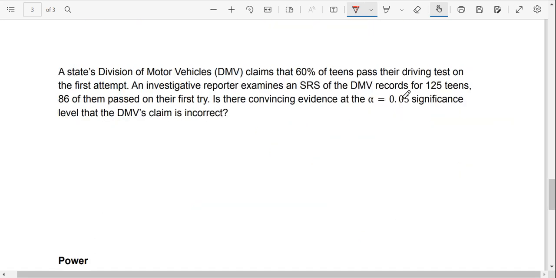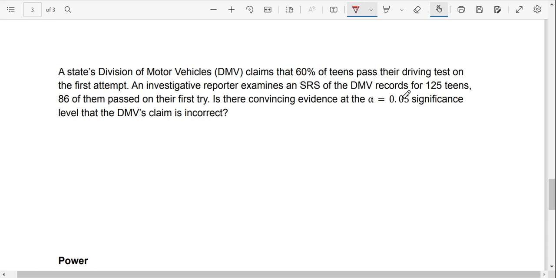All right, we got another word problem about the DMV. What a fun place. The DMV claims that 60% of teens pass their driving test on the first attempt. I was not one of those 60%. It took me 2 tries. Parallel parking. Always gets you.